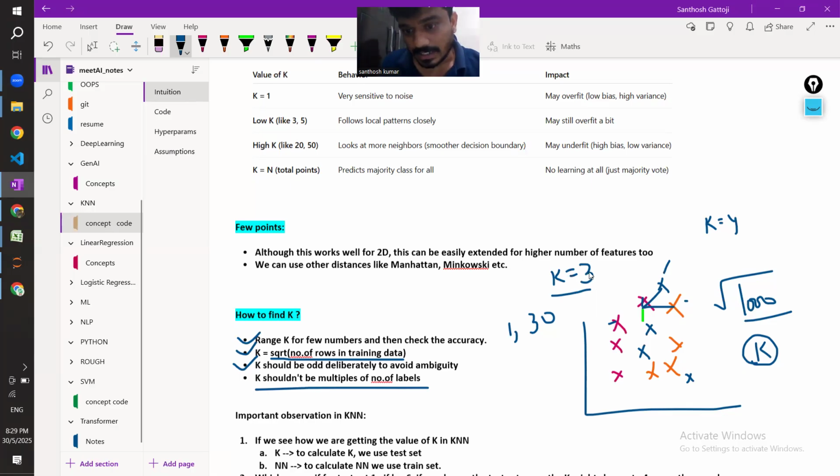Because k equal to 3 is a multiple of the number of labels. If the number of labels is 3, all multiples like 3, 6, 9, 12 should not be used. If k equal to 9 and you get 3 from each, 3 from Setosa, 3 from Virginica, 3 from Versicolor, it might rarely happen, but if it happens, again it cannot decide for the data point. That's why we usually follow these rules: k should be odd and should not be a multiple of the number of labels. So that is regarding K, how you will find it and how you can start.